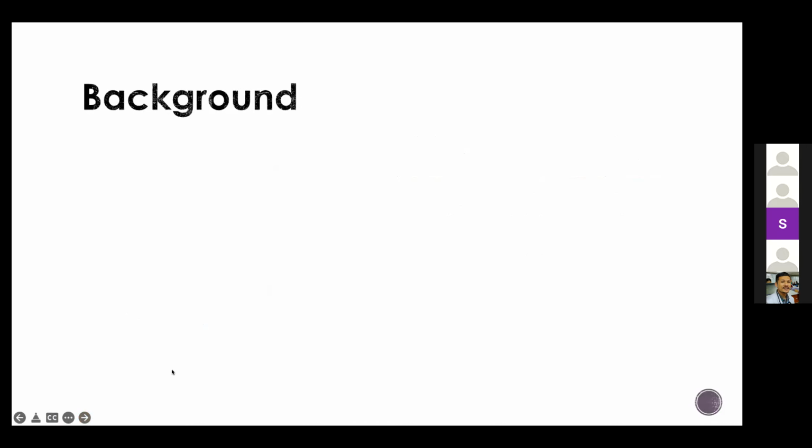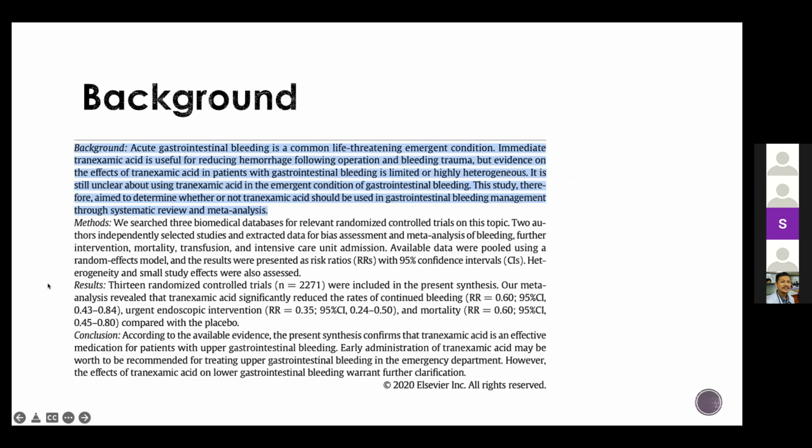So background: why did they choose this topic? Gastrointestinal bleeding is a major cause of death and is life-threatening in emergency medicine. So they planned to do a study on this topic. Tranexamic acid is used for several purposes, like following operations and trauma bleeding. They reviewed the literature and found a good effect of tranexamic acid after operations or trauma. So they chose this topic to see whether we can use tranexamic acid in gastrointestinal bleeding or not.